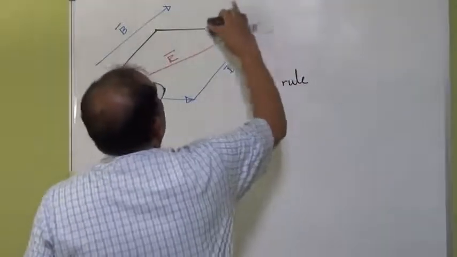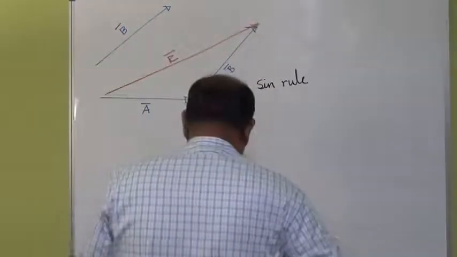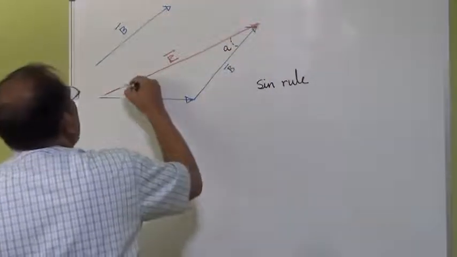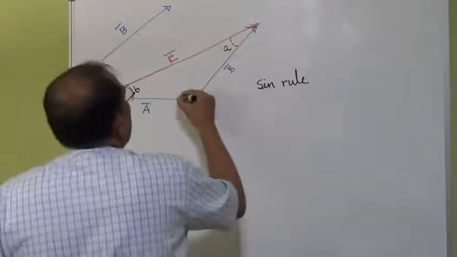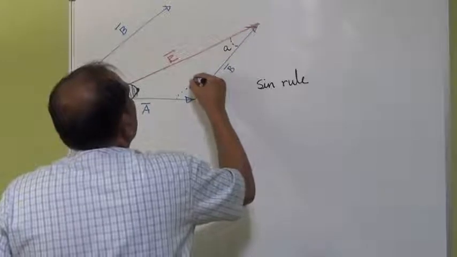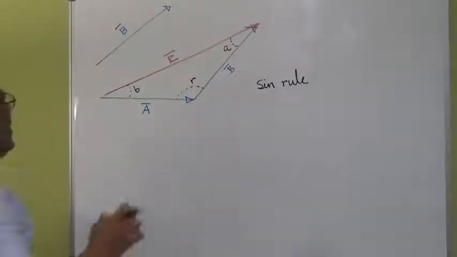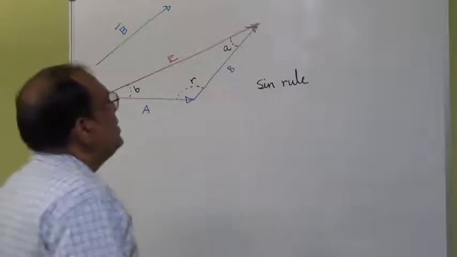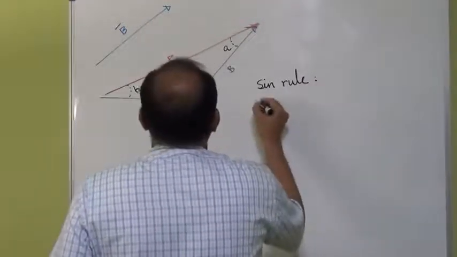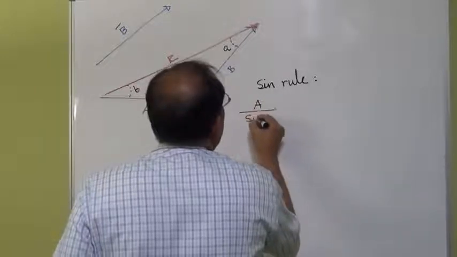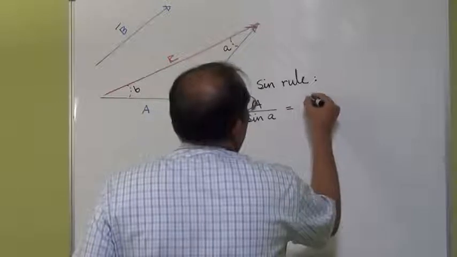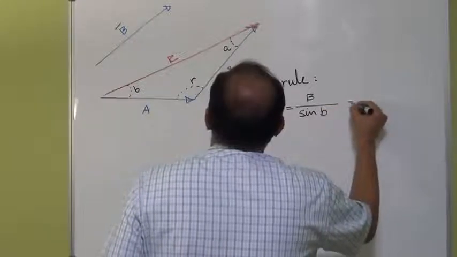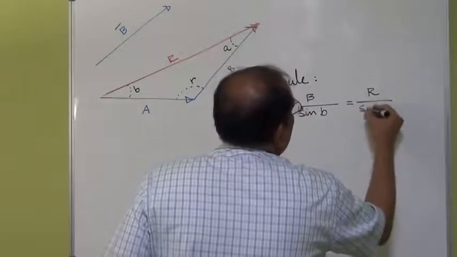So for the sine rule, let's say this is my triangle, and the angle opposite this side is A, the angle opposite this side is B, lowercase b, and this one is lowercase r. These are the magnitudes of A, B, and R. So the sine rule says that A by sine A is equal to B by sine B is equal to R by sine R.